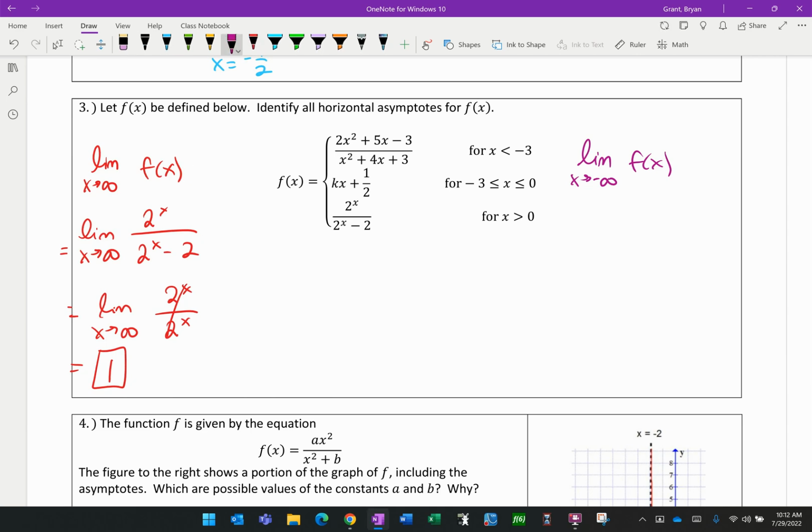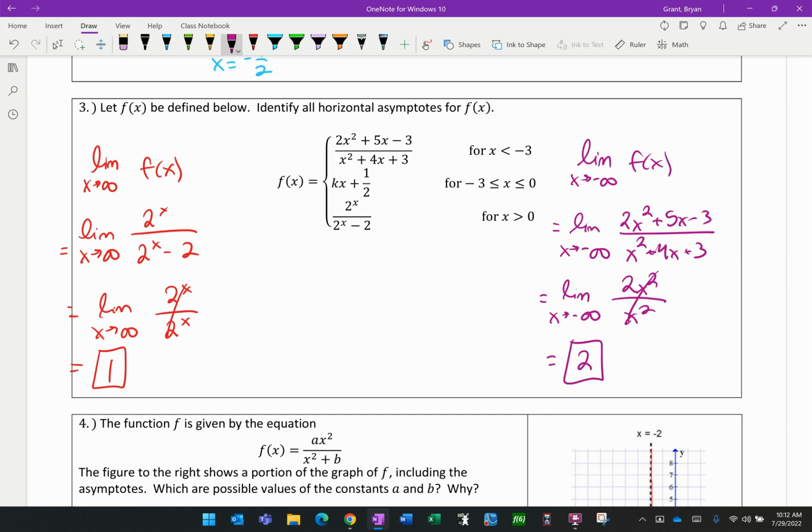All right, let's do negative infinity, but I think you guys get the idea now. As we approach negative infinity, what's in control? Well, that's got to be this function up here for x's that are less than -3. So that's our (2x² + 5x - 3) over (x² + 4x + 3). As we simplify through dominance, 2x² and x² cancel and leave us with 2. So I'm seeing 2 horizontal asymptotes for this piecewise function.